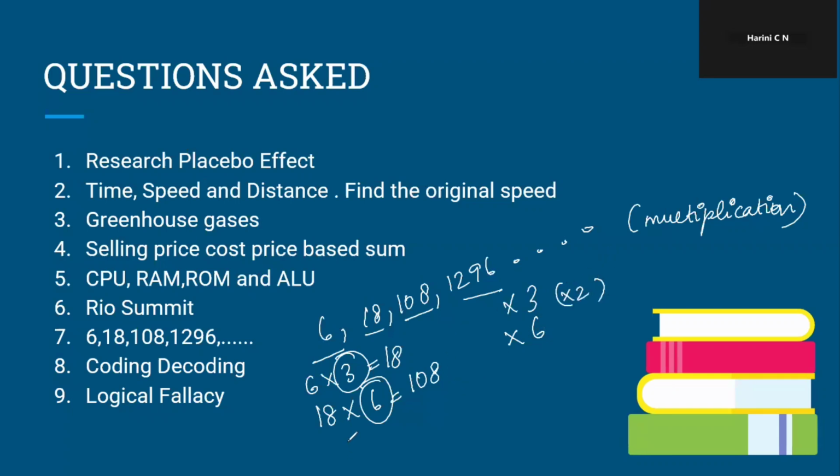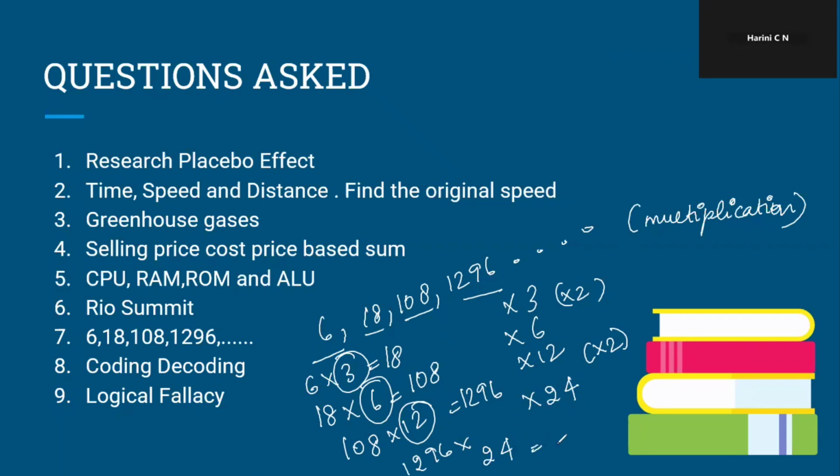Then moving on, how many times 108 will give you 1296? Try it out. 108 into 12 will give you 1296. So again here it is 12 and 1296 into... here again, I'm going to put into 2. The same pattern will repeat, into 24. So 1296 into 24 will give you the final answer. This is how you need to solve this particular problem.